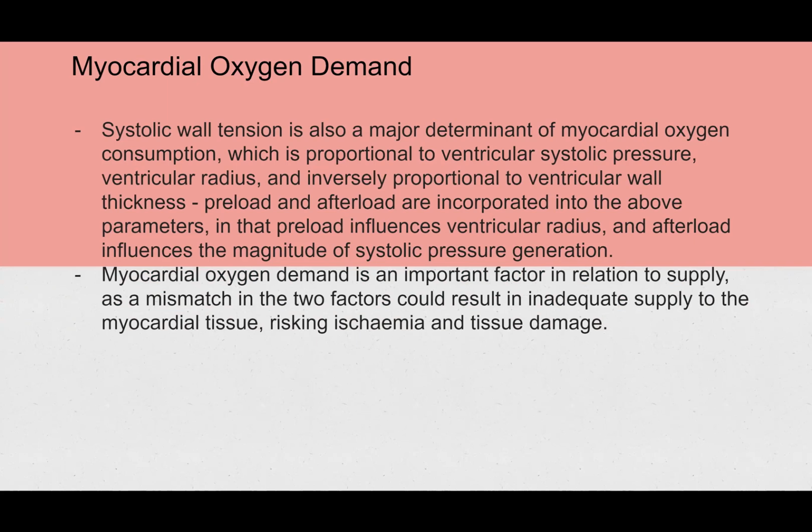Preload and afterload are incorporated into the above parameters in that preload influences ventricular radius and afterload influences the magnitude of systolic pressure generation. Myocardial oxygen demand is an important factor in relation to supply, as a mismatch of the two factors could result in an inadequate supply to the myocardial tissue, risking ischemia and tissue damage.